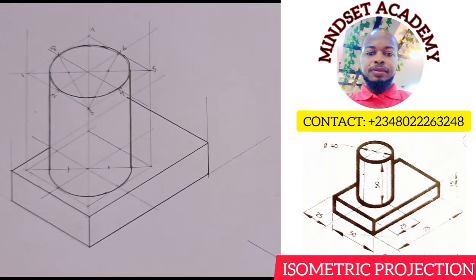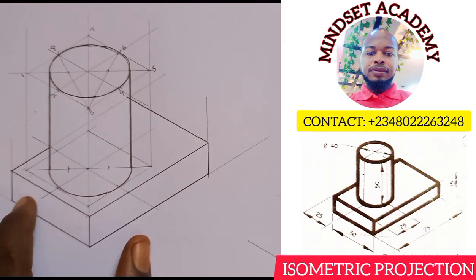Right. So what else do we have? So this is what we have actually produced. This is the isometric projection of the given figure that is displayed at the right hand side of the screen.